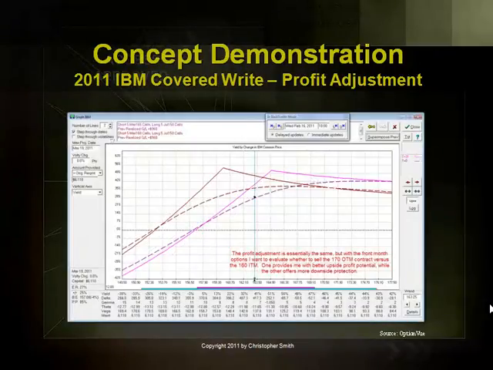One of the things I like about OptionView is the ability to superimpose risk graphs. I can put up both risk graphs and take a look at them.